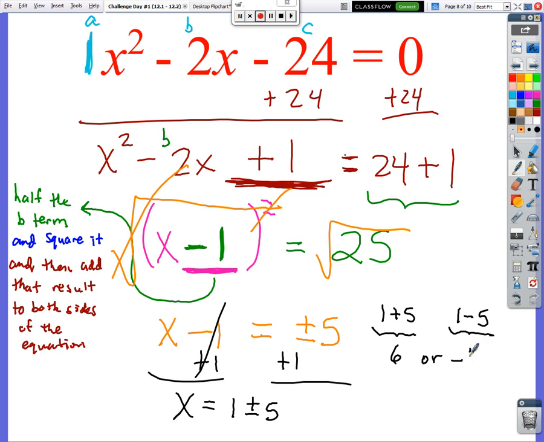Do the math, negative 4. And so there are your two answers to this problem. X is either 6 or it's negative 4. Now again, we could have factored this to get to these, but you really need to practice this process of completing the square.